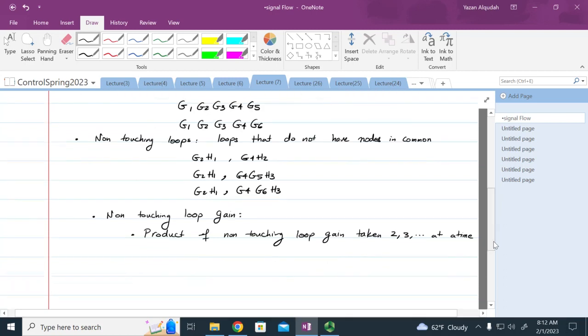Okay, so in this example, we're going to have G2 H1 multiplied by G4 H2. We have G2 H1 multiplied by G4 G5 H3. We have G2 H1 multiplied by G4 G6 and H3. So these are the loops, this is the loop gains, and we take them and multiply their gains.